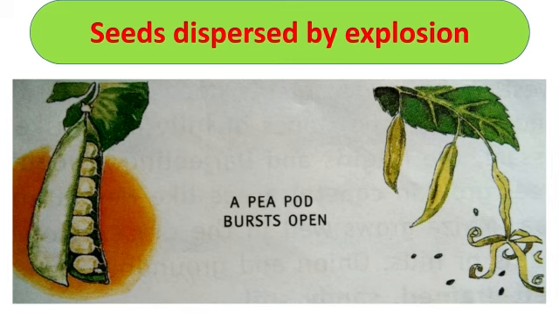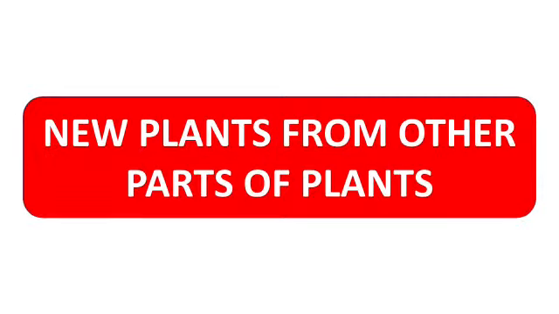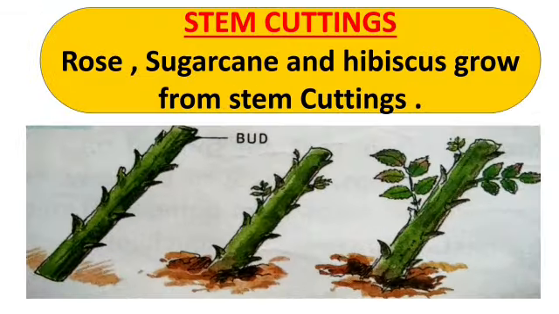Our next topic is new plants from other plants. So we will continue. New plants also grow from certain other parts such as roots, stem and leaves of the parent plants. First one is stem cutting. Rose, sugarcane and hibiscus grow from stem cutting. How? I will tell you.